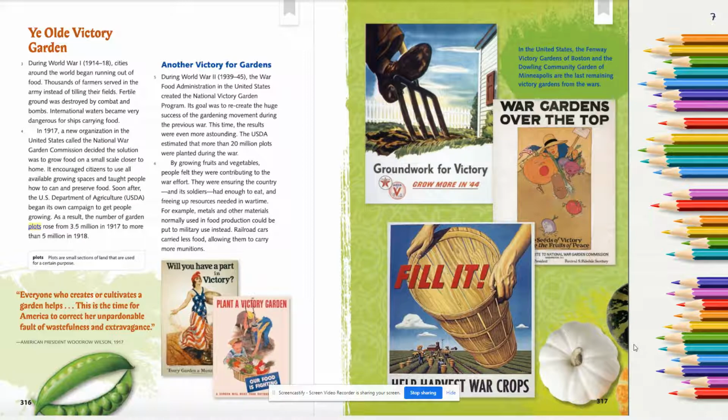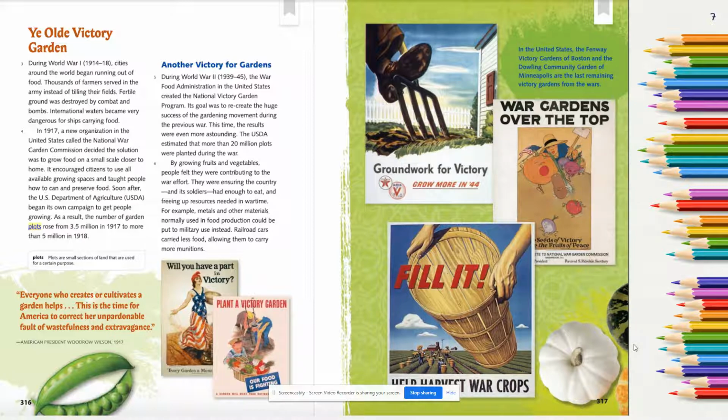By growing fruits and vegetables, people felt they were contributing to the war effort. They were ensuring the country and its soldiers had enough to eat and freeing up resources needed in wartime. For example, metals and other materials normally used in food production could be put to military use instead. Railroad cars carried less food, allowing them to carry more munitions.